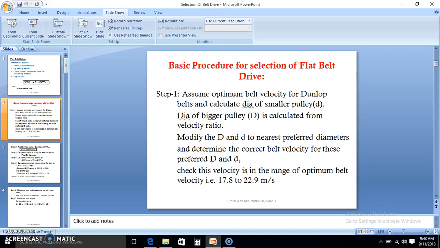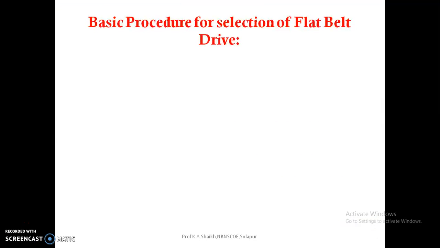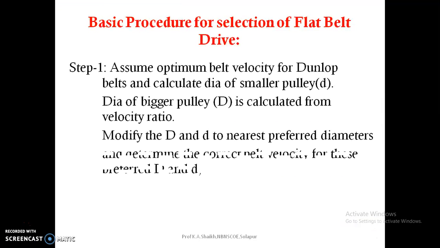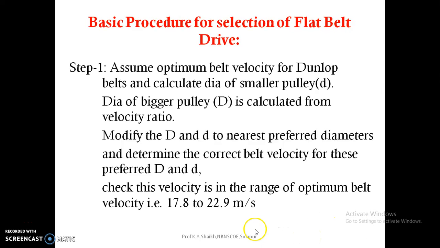Now after selecting the diameters, you have to correct the velocity of the belt which you already assumed. You assumed certain values of the velocity. Now after selecting, you find out once again the velocity of the belt with the help of the same formula, velocity of belt V equals pi dN by 60. Now you will get the corrected velocity of the belt. Let me say it is 18.85 meter per second. Understood? So the first step of the flat belt drive is to select the diameters and correct the belt velocity.